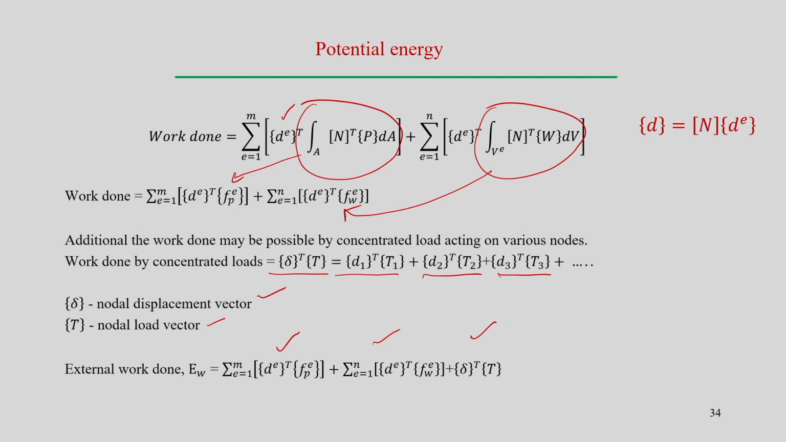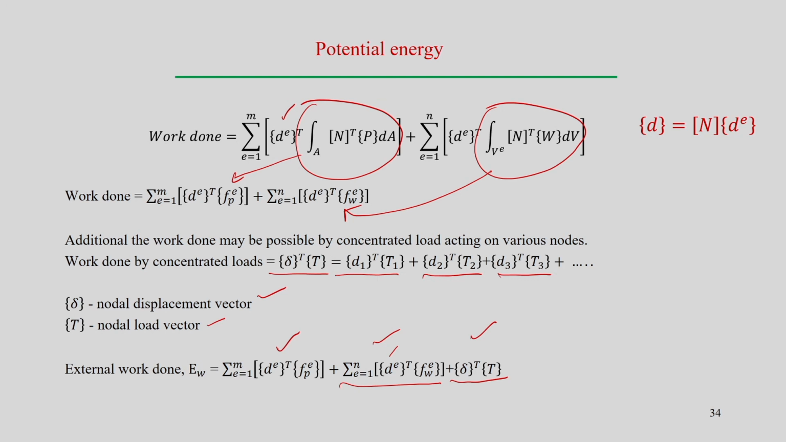So when accounting for the concentrated load at a particular node point, we count the work done simply as the load into the displacement field at that node point. That is why we can write delta into T directly there, but here it is an integration over the domain. The load vector can also be produced, but the formulation is different compared to the concentrated load.